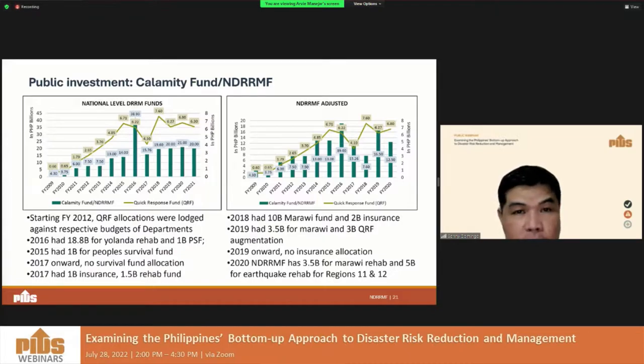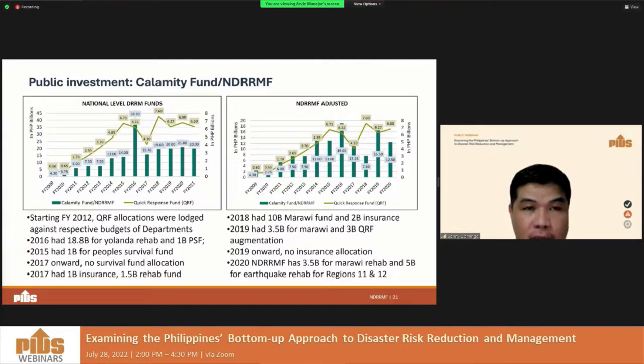What you have here are two versions of the allocations. To your left is the monetary allocation every year. To your right are adjusted figures, because every year we have insertions in terms of priority spendings. For example, we had before Yolanda rehab funds inserted in our national DRRM fund. In recent years, we also have funding for Marawi rehabilitation. Now we have a more detailed discussion probably coming from OCT later on because they have a recent paper detailing the utilization of the National Disaster Risk Reduction Management Fund. So watch out for that.